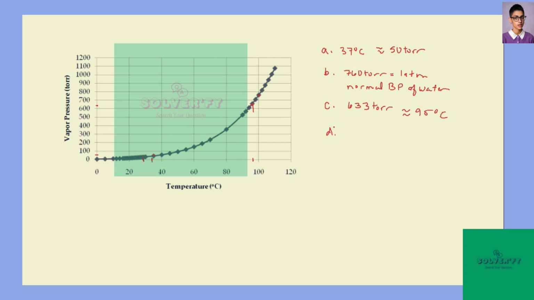Question D says a city with an altitude of 500 feet below sea level has a pressure of approximately 774 torr, and it wants to know what temperature water would boil at at that pressure. So at 774 torr, we're about 3/4 of the way up here. We are just over this 100 line. So we're looking at somewhere in the vicinity of 101 degrees Celsius, maybe even a little bit less.